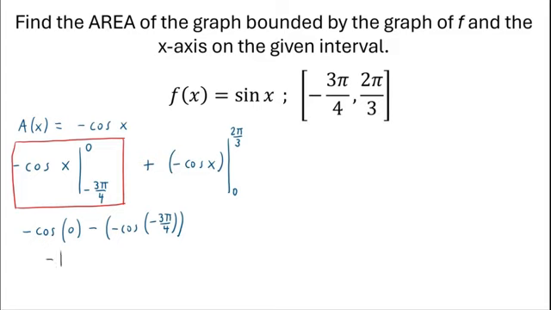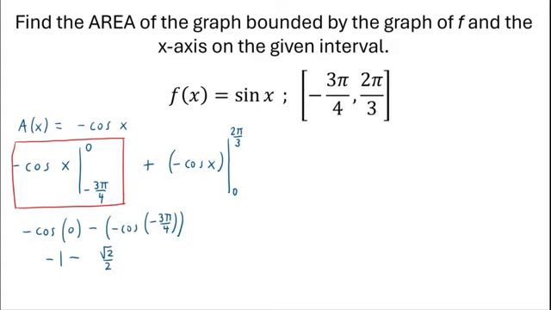Cosine of 0 is 1, so the opposite of that is negative 1, minus cosine of negative 3 pi over 4 is negative root 2 over 2. But then negative cosine of negative 3 pi over 4 is positive root 2 over 2. So now we have negative 1 minus root 2 over 2, which is a negative value. And we should expect this because the graph of sine x lies below the x-axis on the interval from negative 3 pi over 4 to 0. So we should expect this to be a negative value.